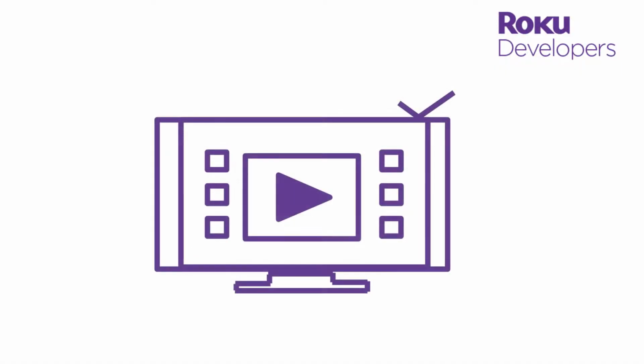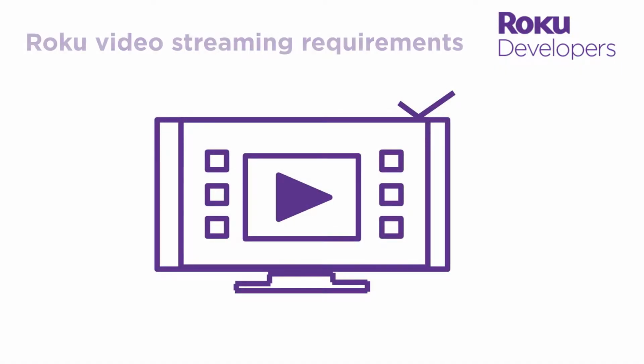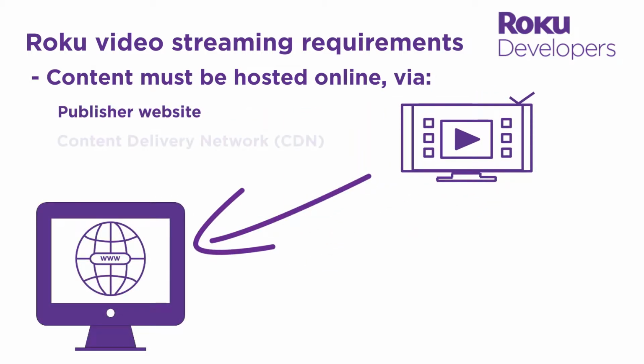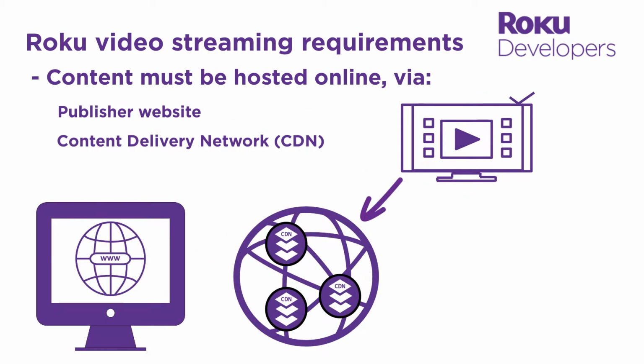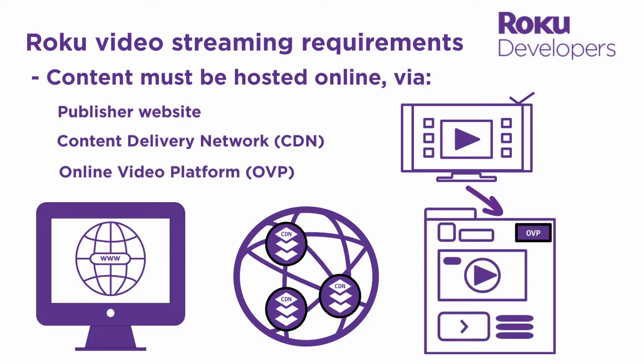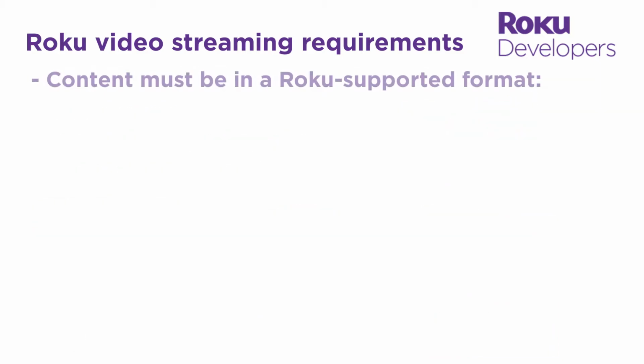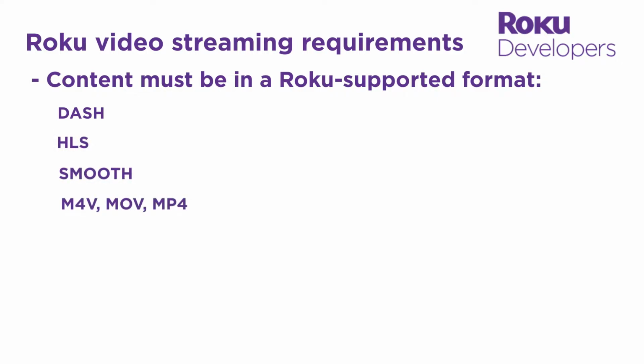Before enabling video playback on our channel, let's review the requirements for streaming videos on the Roku platform. First off, your original or licensed content must be hosted on your website, a content delivery network or CDN, online video platform or OVP, or other online hosting solution. Video content must also be included in a Roku supported file format. This includes DASH, HLS, Smooth, or M4V, MOV, or MP4.